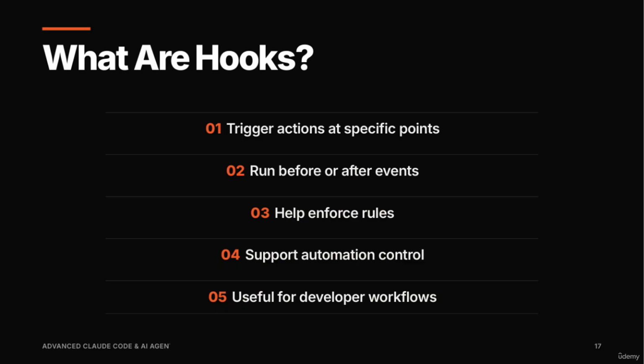Alongside this, hooks play a big role in supporting automation control. They enable automated workflows to react and adapt dynamically based on the events happening in the system. Finally, hooks are especially useful for developer workflows. They streamline tasks and create more efficient, manageable code by embedding these conditional actions. Overall, hooks act as strategic control points that make advanced coding and AI integration smoother and more responsive.